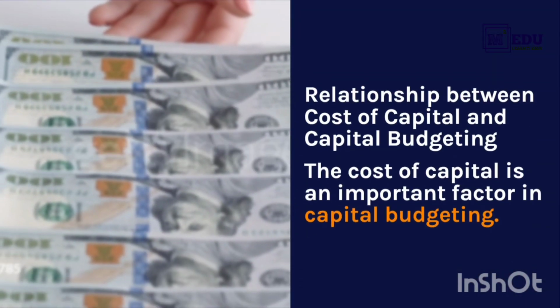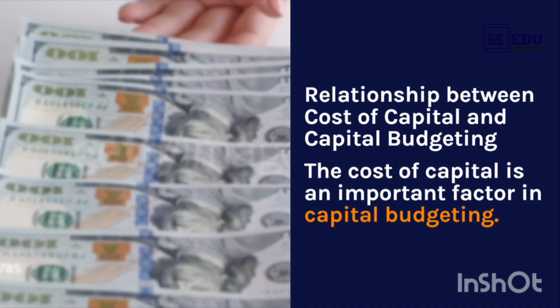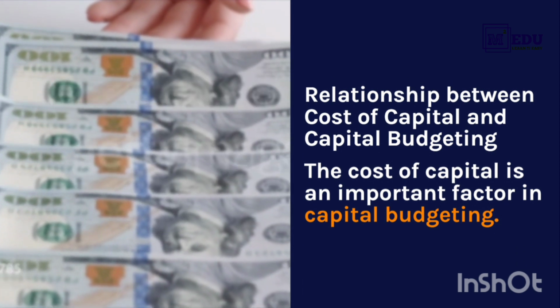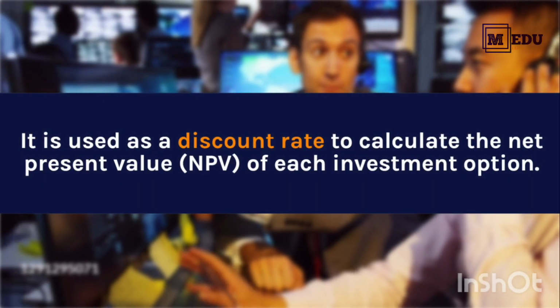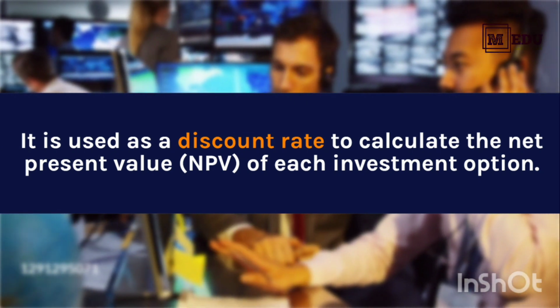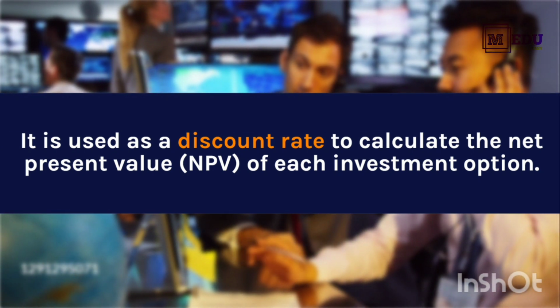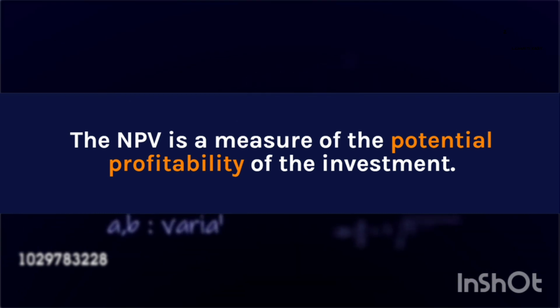Relationship between cost of capital and capital budgeting. The cost of capital is an important factor in capital budgeting. It is used as a discount rate to calculate the net present value, NPV, of each investment option. The NPV is a measure of the potential profitability of the investment.